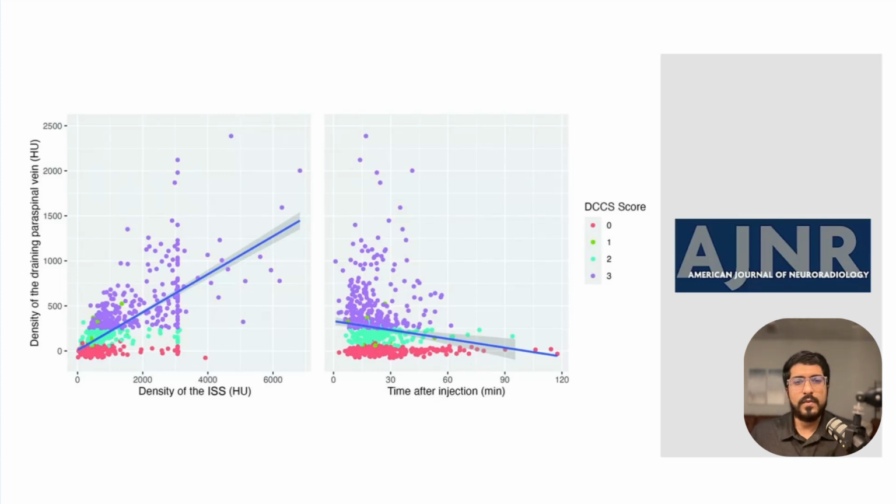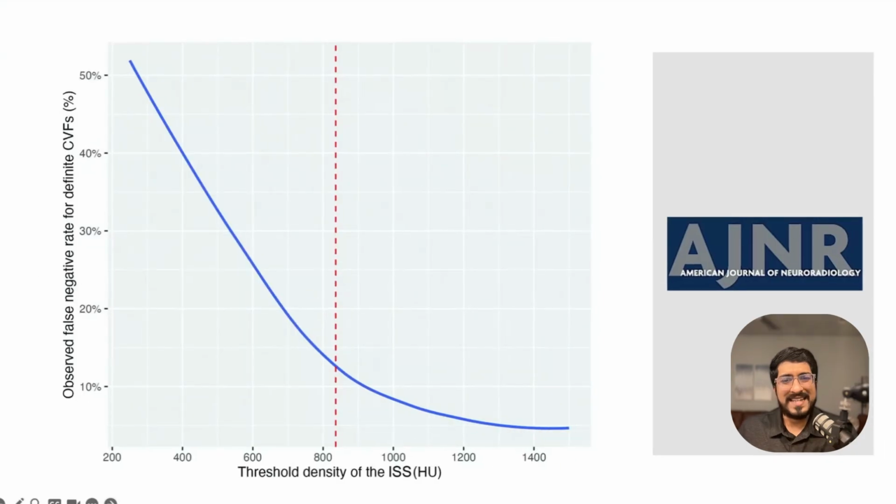To round out the practical implications of this study, Figure 5 examines the false negative rates across increasing contrast density thresholds. What you see is a steady decline in false negatives as density increases. And at the optimal threshold of approximately 836 that we talked about earlier, the false negative rate falls to about 12%. This finding reinforces the central message of the study that contrast density matters more than timing.